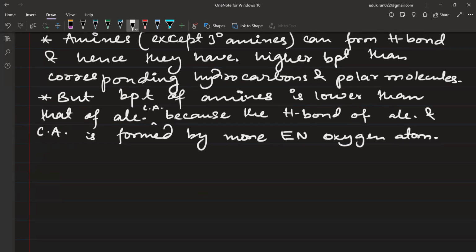Now, if I talk about amines, which amine will have the highest boiling point? The highest boiling point will be with 1 degree amine, then 2 degree, and then 3 degree. So please write.